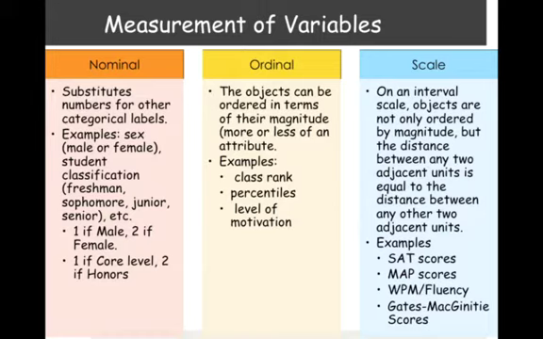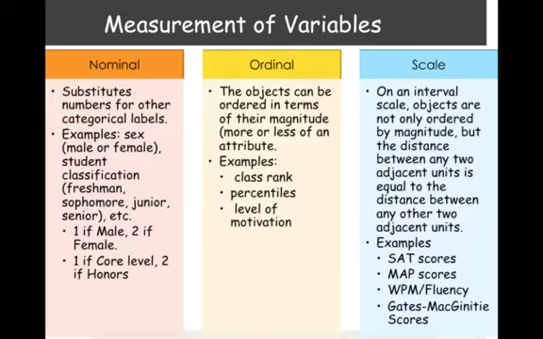Whereas you could also have ordinal data, or ordinal variables, where the objects can be ordered in terms of their magnitude, either more or less. So we have 400 kids, we can put them by class rank. Or we have 400 kids, and we can put them from the 99th percentile to the 1st percentile.